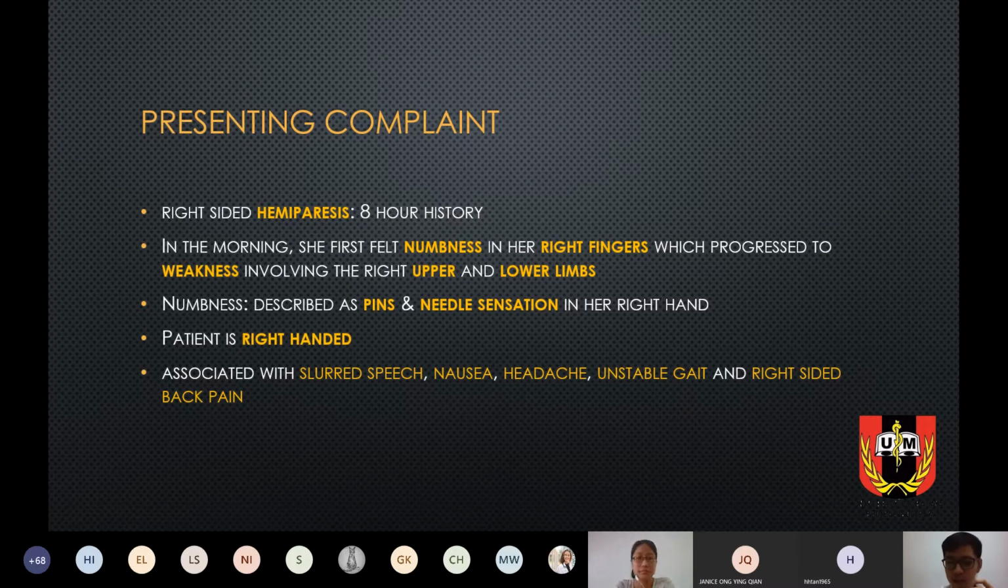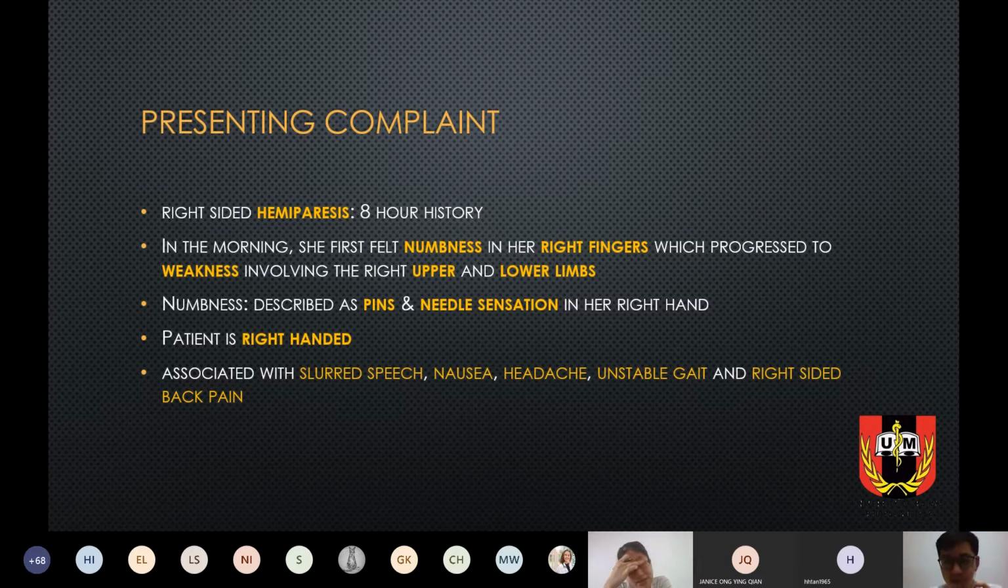So the right-sided hemiparesis involves the whole upper limb and the whole lower limb, but the numbness is only localized at the right hand. It's also associated with slurred speech, nausea, headache, an unstable gait, and right-sided back pain. Okay, so doctor, listening to this presenting complaint, do you think it is enough, or do you think we should ask more?